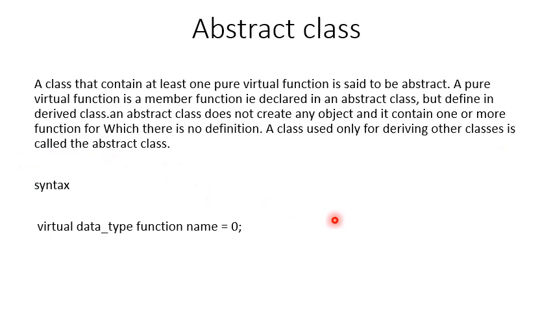In other words, an abstract class means abstracting the class from the end user by using a pure virtual function. The syntax of a pure virtual function is: virtual is the keyword, then the data type, and the function name equals zero. It means there is no definition in this part. For those who inherit it, we can write the definition inside the derived class.